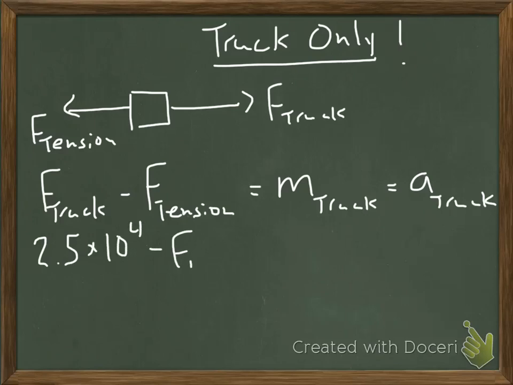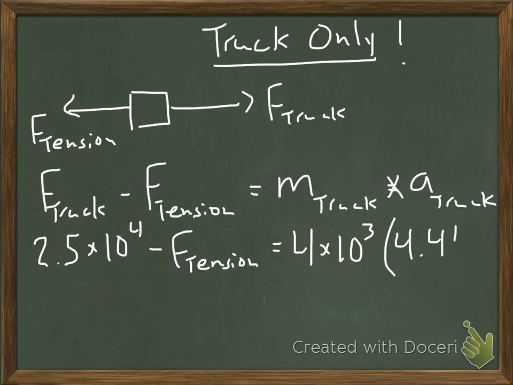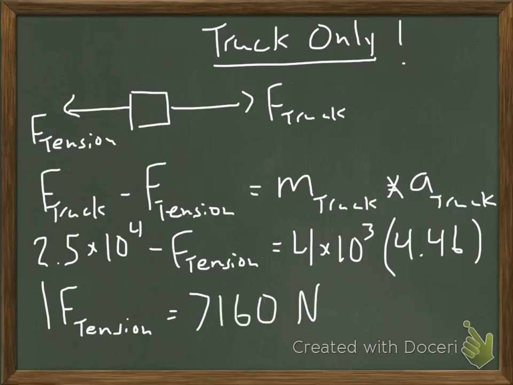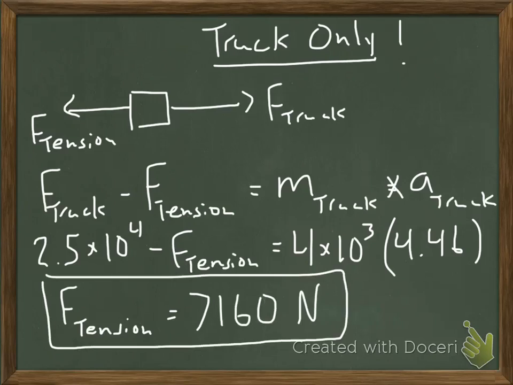So we can plug in for the force of the truck, which is given, the force of tension is unknown, equals mass times acceleration. The mass of the truck only times the acceleration of the truck only, which we've already found. And then we can solve for the force of tension between the truck and the car, and we get 7,160 newtons. All right? Keep in mind, this is Newton's second law written out for the truck only, because in order to find an isolated piece of the system, we need to divide it up into its individual components.